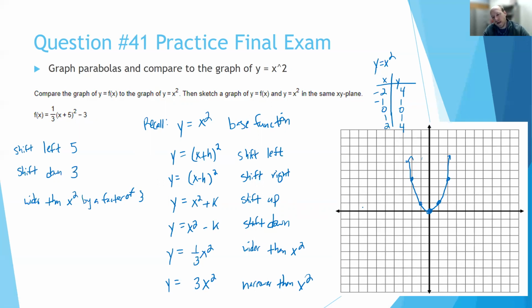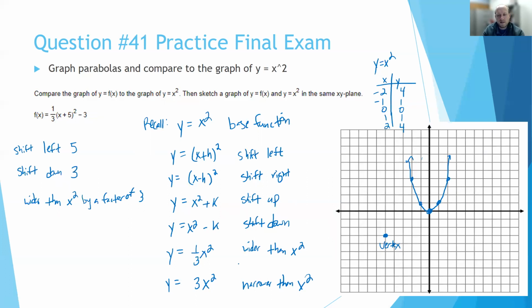So what could I do here? I could take the vertex of this parabola and shift it left 1, 2, 3, 4, 5, and down 3, 1, 2, 3. So the vertex, I can just move. This is still going to be the vertex as it was here. The rules for shifting it wider or narrower, these last two, don't really apply to the vertex.